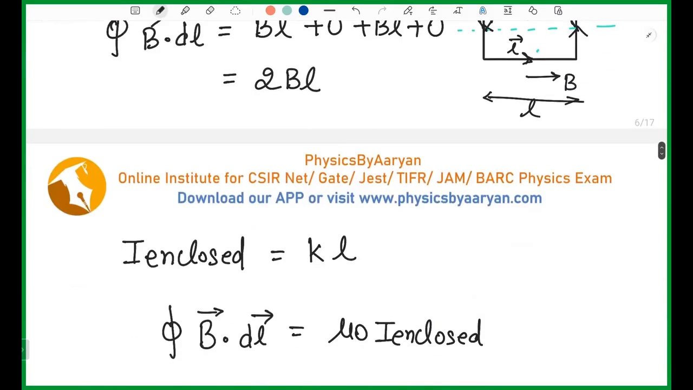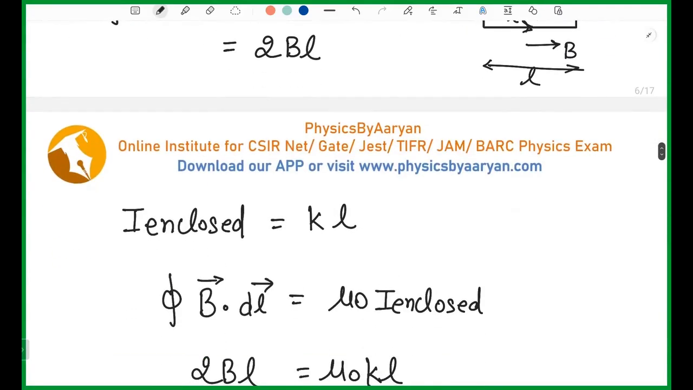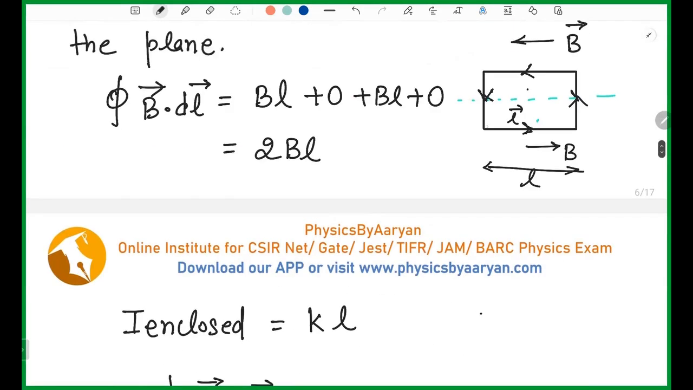Now I will find the current enclosed. The current enclosed is K into length. Why? Because K is current per unit length, and I multiply it by the length that I have taken. So I get K into L, the total current in my loop.